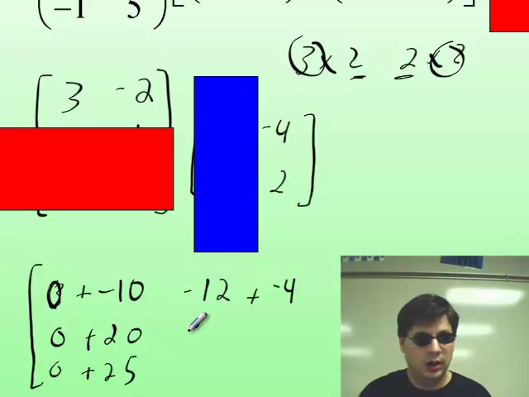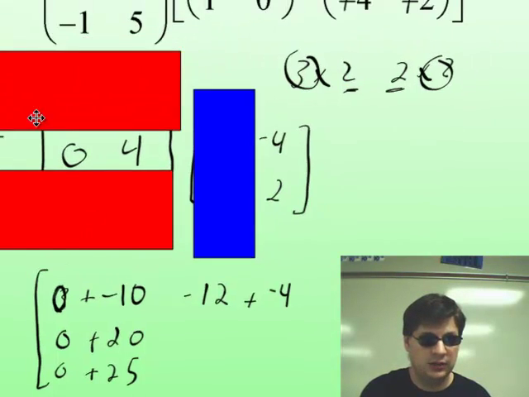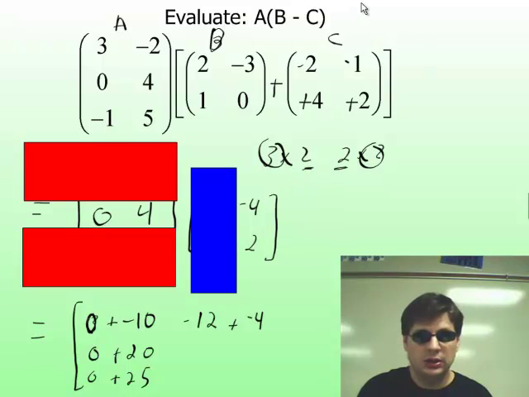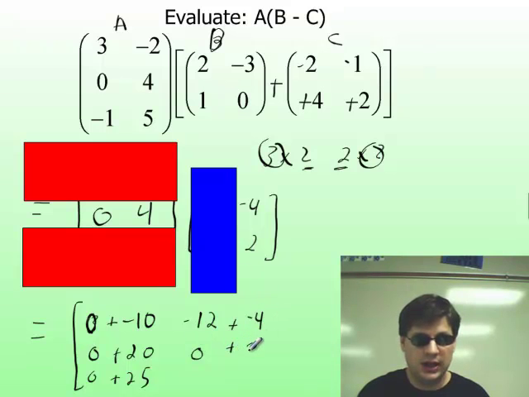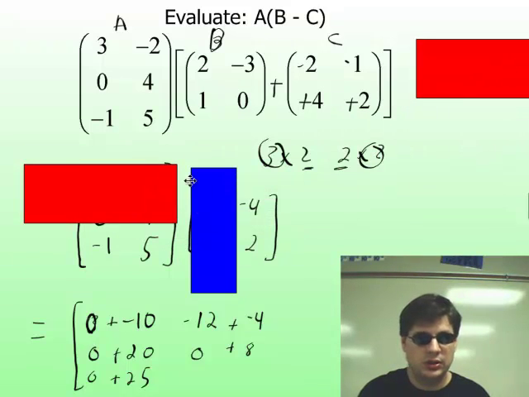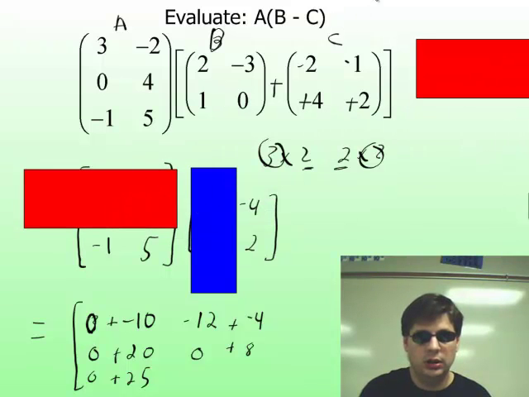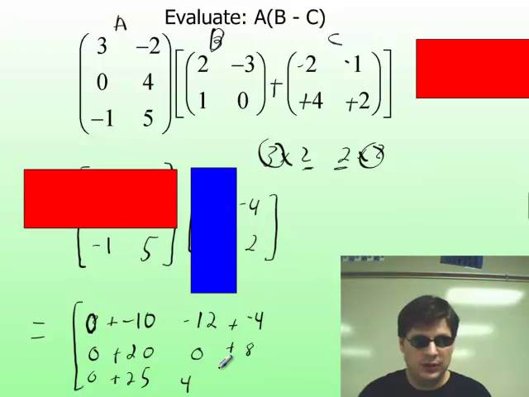Then we cover up the top and bottom so that we are only looking at the second row. 0 times -4 is 0. 4 times 2 is 8. And then finally, we will look at just the bottom row. -1 times -4 is 4, and 5 times 2 is 10.